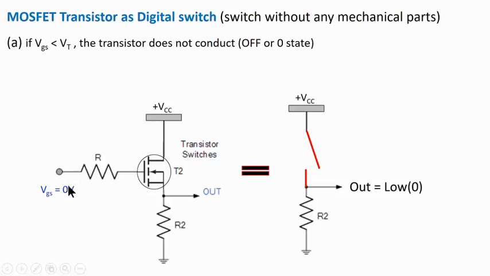For example, if the gate voltage is zero, what will happen? The transistor will not turn on. The transistor will be in off state, equivalent to an off switch. So the output will be zero. If the gate voltage is zero, the voltage across this resistor R2 will be zero because there's no current through the transistor. The transistor needs some threshold voltage at the gate to turn on. So that's how the transistor simply works as a switch here.